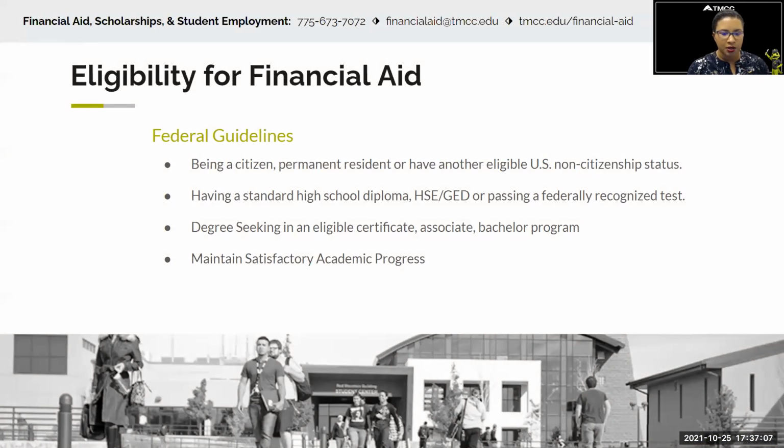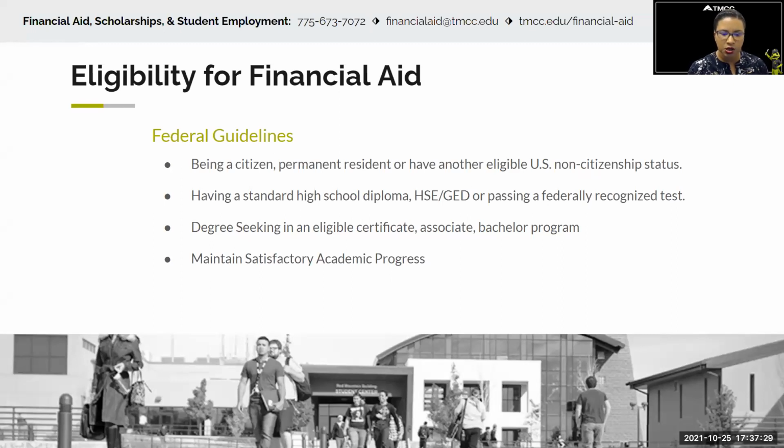And you have to be degree seeking, which just means that you're trying to get a certificate, associate's degree, or a bachelor's degree. With that, most schools are going to ask you to pick a degree when you apply for college. It's important to do that.